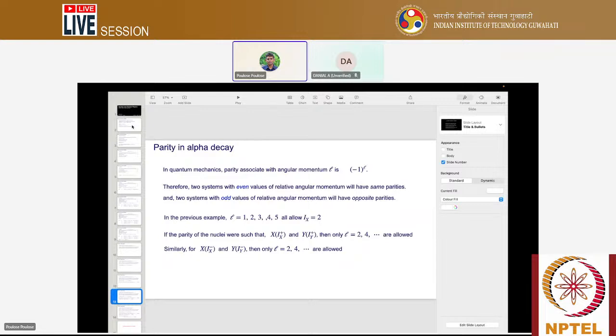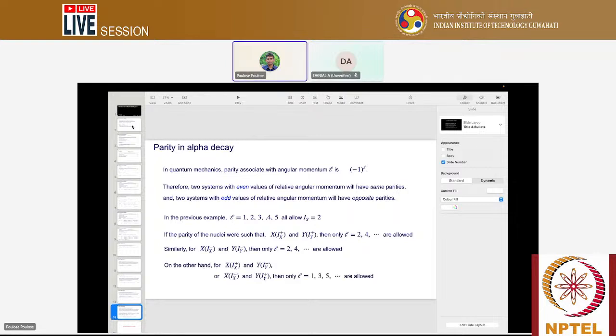Similarly, if it is -1 and -1, odd parity parent particle decaying to an odd parity daughter particle, then also there is no change in the parity. Therefore, the angular momentum has to be even. Then only you will get +1 with that. Okay, there is no change.